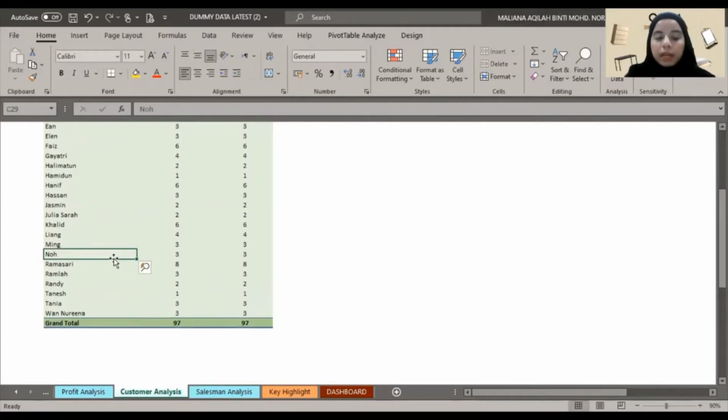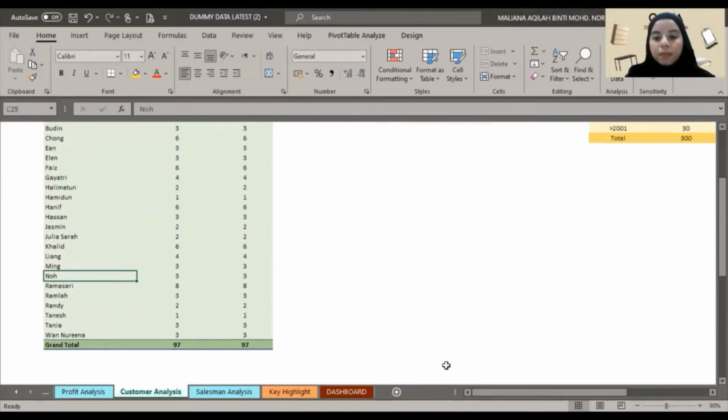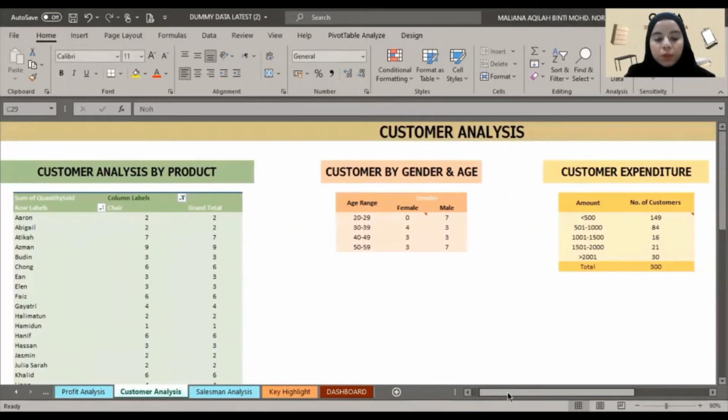This pivot table is connected with the slicers in the dashboard that will be presented later. Next, we will analyze the customers according to the gender and age. We have classified our customers according to their age range.